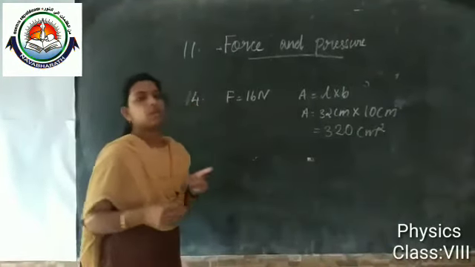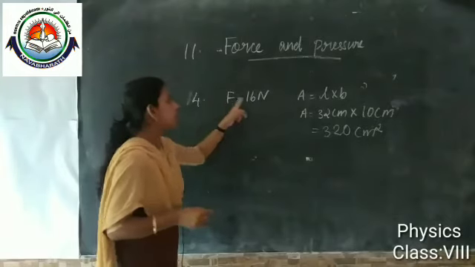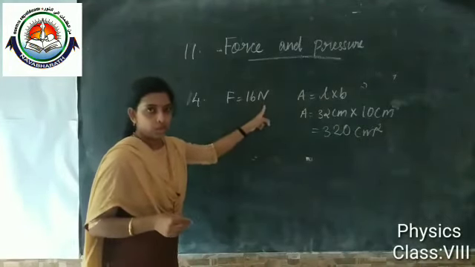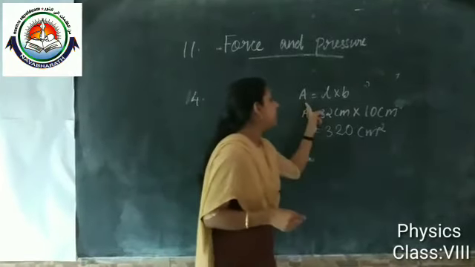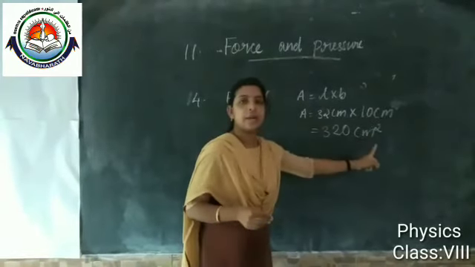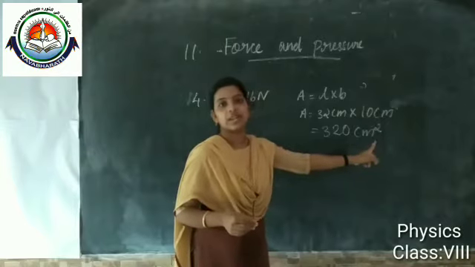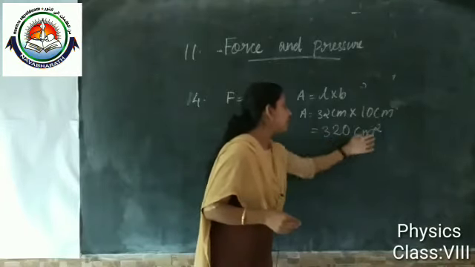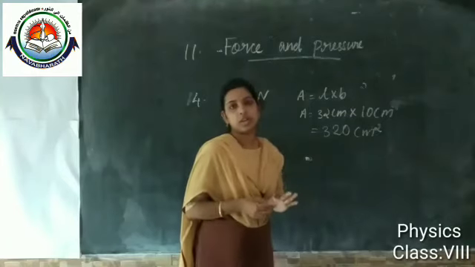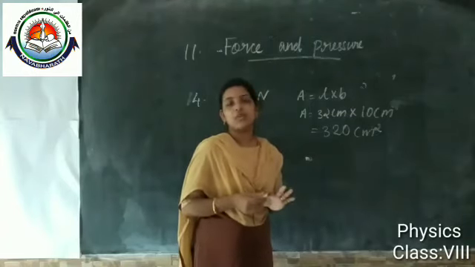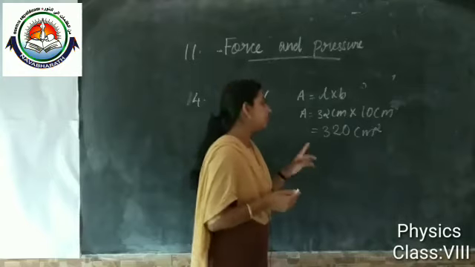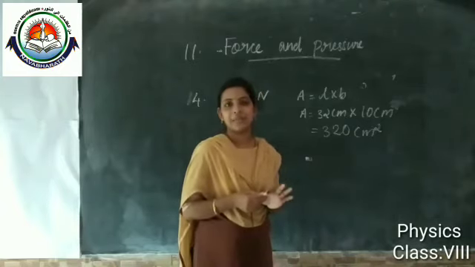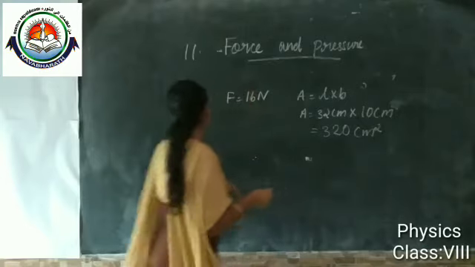Okay, so one thing you have to remember: here force is given in SI unit. SI unit of force is Newton and SI unit of area is meter square. But here we are getting this answer in centimeter square. So what we need to do? We have to convert it into meter square. How can we convert it?